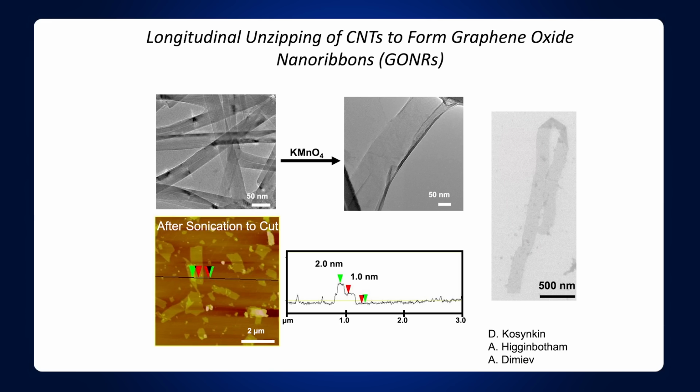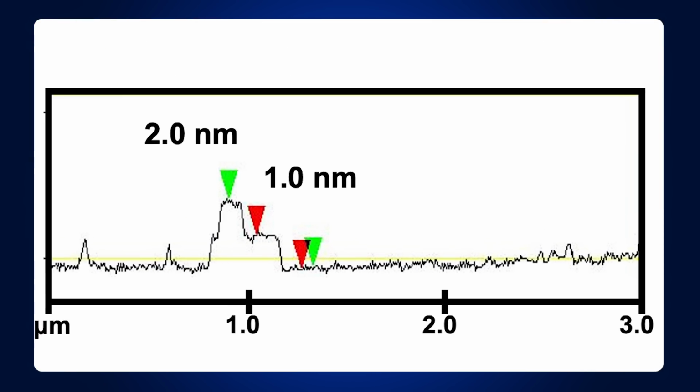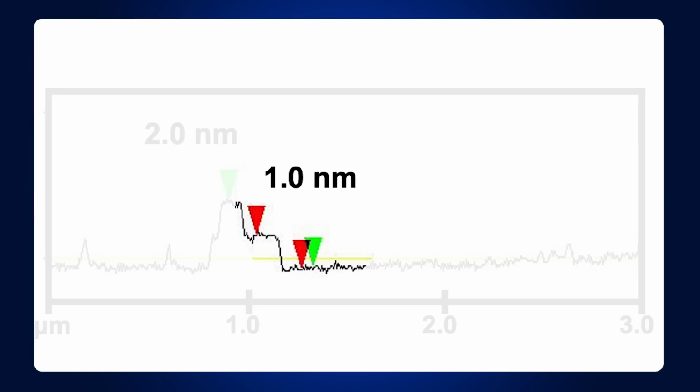And just with the potassium permanganate, it'll open these up to ribbons. If you sonicate and cut these, you can see there's 1 nanometer, so that's one sheet high, because that's the graphene oxide.